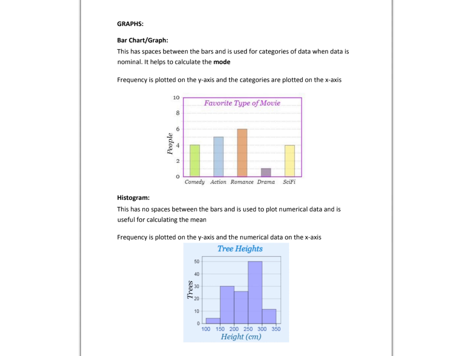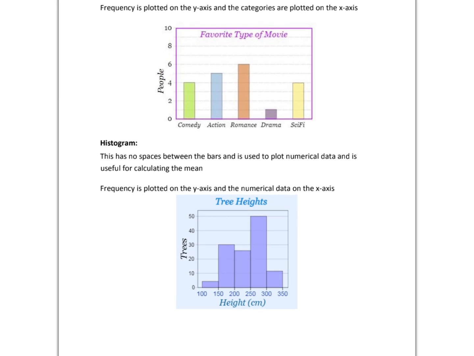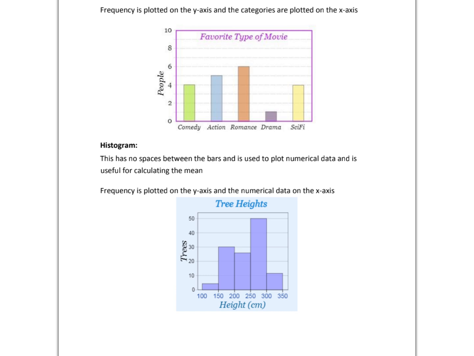Another type of chart is the histogram, which is the one over here at the bottom. There are 2 features of a histogram. The first feature is that numerical data is being plotted on the x-axis. And again, frequency is on the y-axis. The second feature is that there are no spaces between the bars.